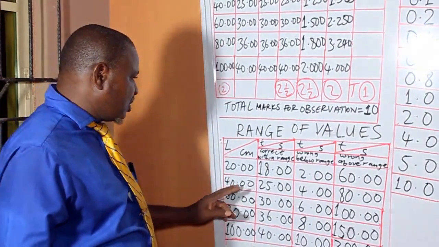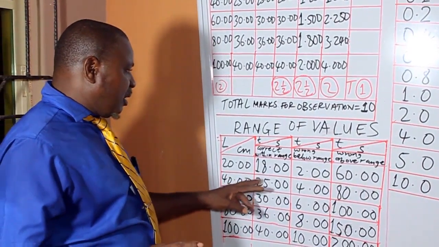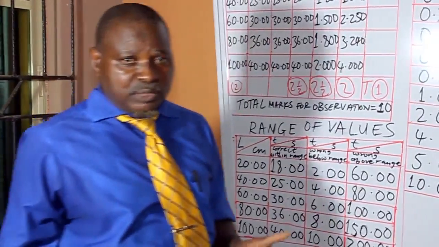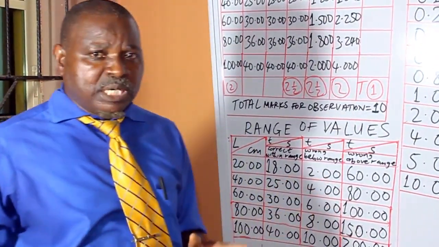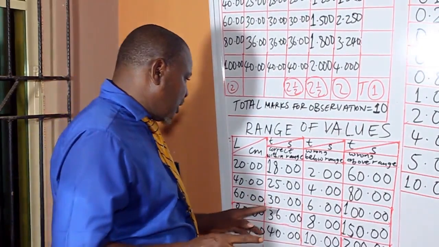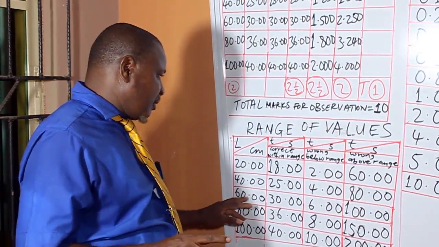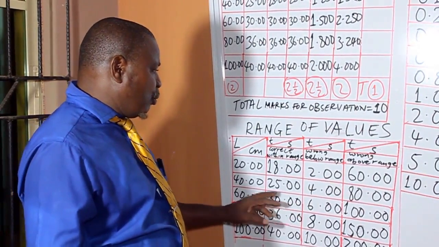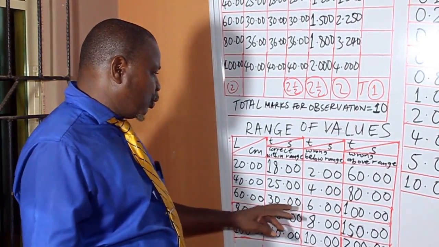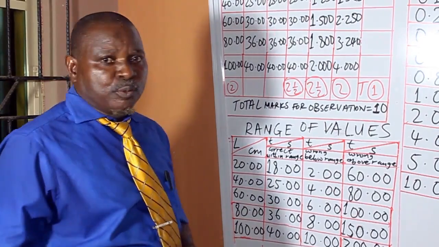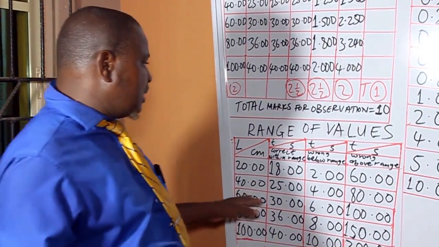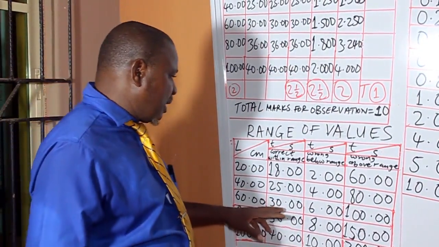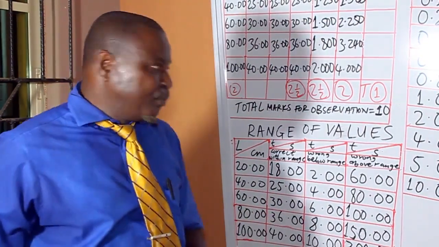The same thing for 40 is 25, plus or minus 1. 25 minus 1 is equal to 24. 25 plus 1 is equal to 26, and so on and so forth. The same thing with length 60. 30.00 minus 1 will give us 29.00, and 30.00 plus 1 will give us 31.00. So all the students that write 29, 30, and 31 here will get their full marks.